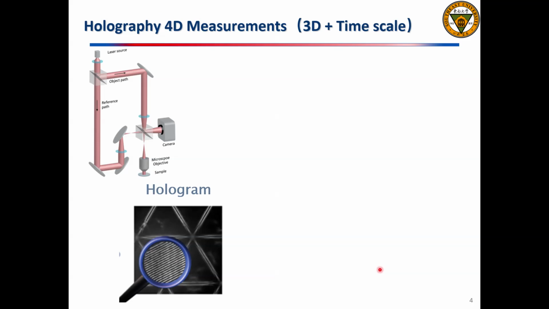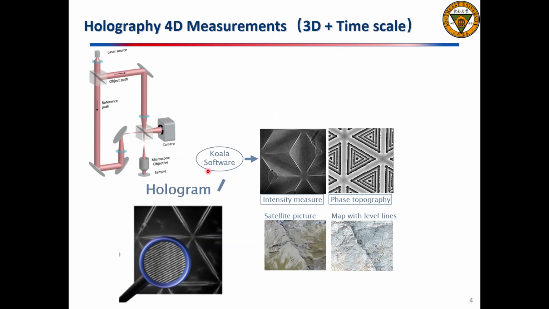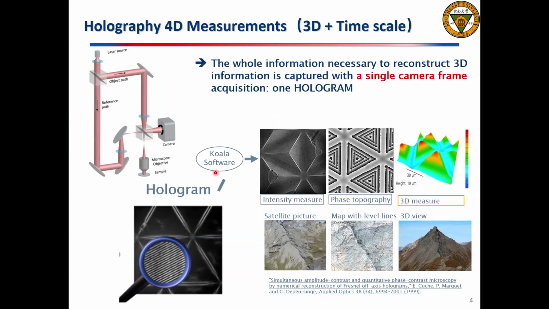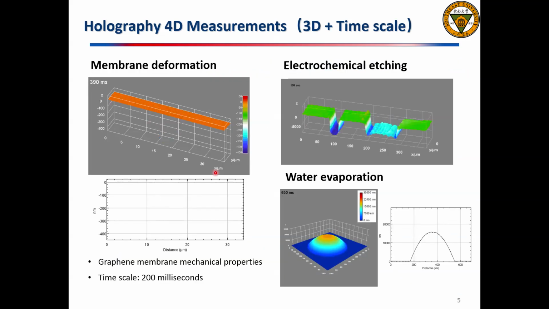Specifically, a hologram of the water-mineral interface is captured by laser interference, and by using the software, the 3D structure of the interface can be reconstructed. In other words, one hologram contains the whole information necessary to reconstruct 3D information, and DHM has the ability to capture more than 100 holograms per second. So, DHM is suitable for 4D measurements, 3D topography and timescale, such as membrane deformation, electrochemical etching, and water evaporation.